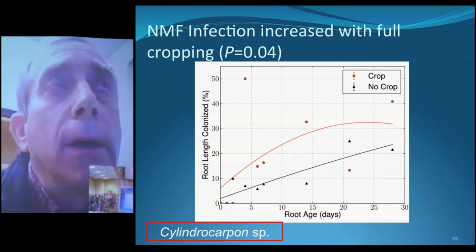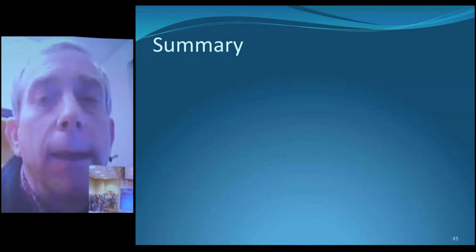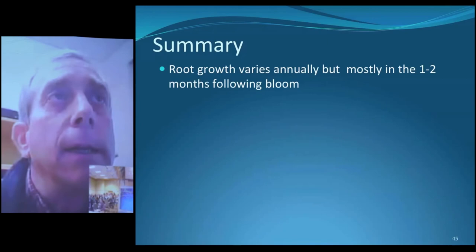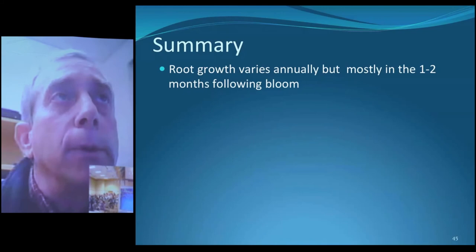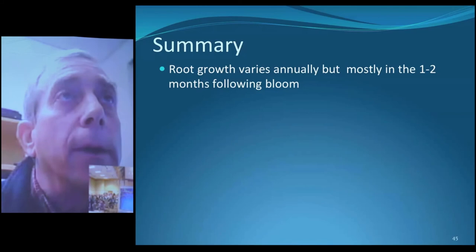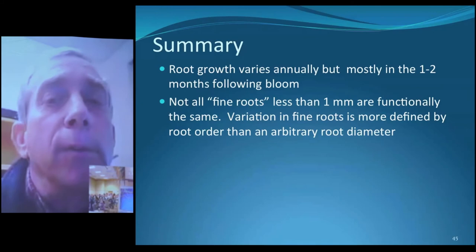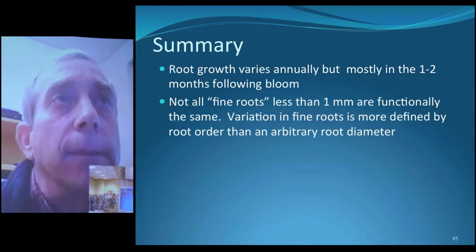So now I'm at the summary here. First I wanted to talk about the seasonality. And we see that root growth varies annually, but usually is occurring right around bloom in at least your system. We see a little more in the summer in our climate. If I made you realize anything, it's that not all fine roots less than 1 millimeter are functionally the same. Variation is more described by root order and their position in that root system.